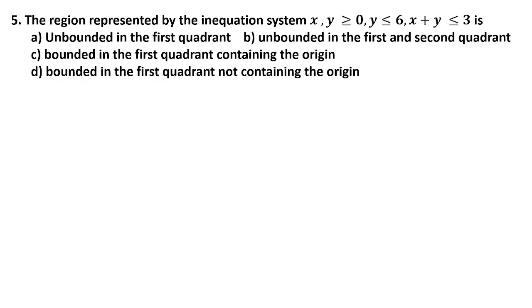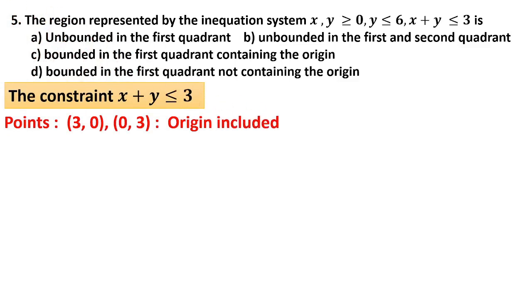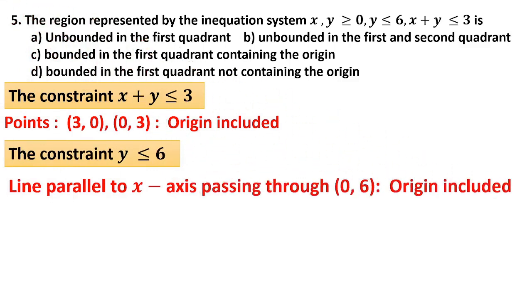Question number 5. The region represented by the inequation system is... We have to check out what is the nature of the inequation system: y ≤ 6 and x + y ≤ 3. These are the constraints. The origin is included because x + y ≤ 3. The constraint y ≤ 6 is a line parallel to the x-axis passing through (0, 6), and the origin is included.